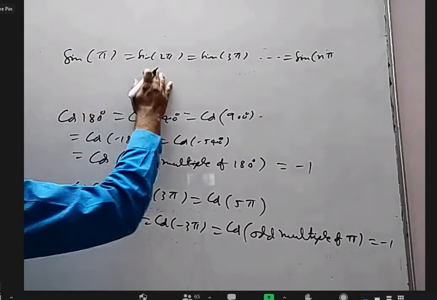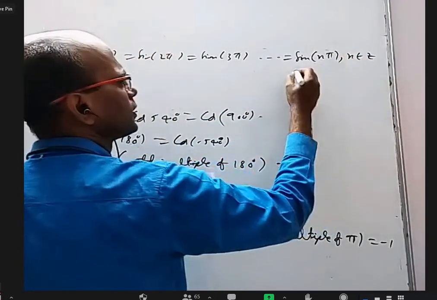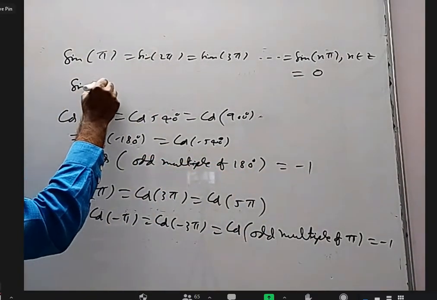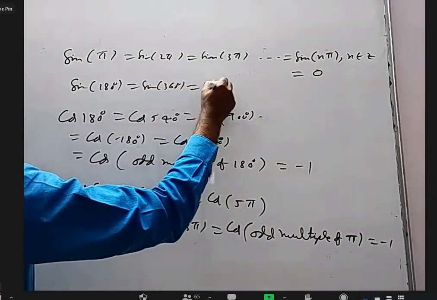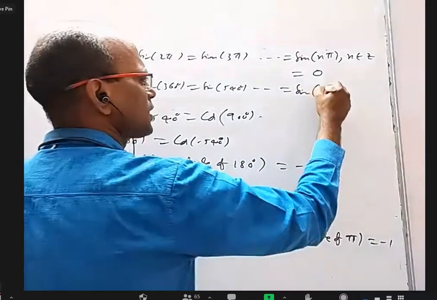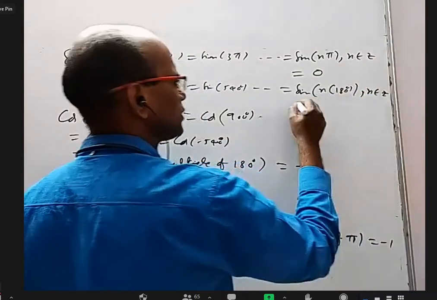Okay, sine pi, sine 2 pi, sine 3 pi, sine n pi, where n is an integer, is always 0. If you want to write in degrees, sine 180 degrees, sine 360 degrees, sine 540 degrees, sine n times 180 degrees, where n is an integer, is 0.